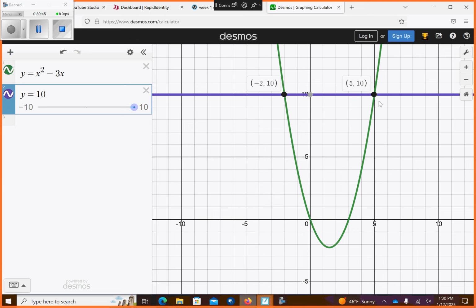Okay. Now, on that original problem, I could have subtracted 10 from both sides, getting x squared minus 3x minus 10 equals 0. I could have factored that to become x minus 5 and x plus 2. I could have taken x minus 5 and x plus 2 and set each of those equal to 0 to get the exact same answer. Okay?